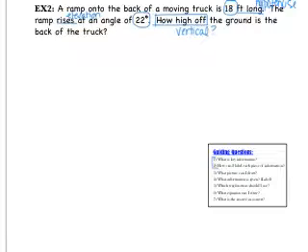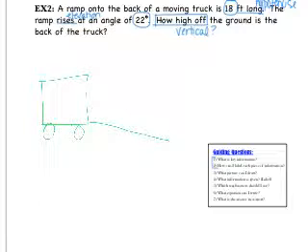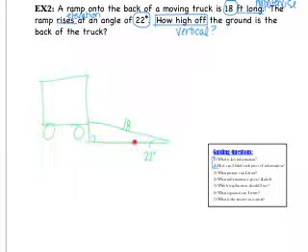Alright, so what picture can we draw? I've got a moving truck, and it has a ramp that is 18 feet long, and the ramp rises. So if it's rising, here's the ground, so there's my right angle. It rises at an angle of 22 degrees. So that angle right in there, that elevation, is 22 degrees because it's talking about from the horizontal, it goes up. And then the question is how high off the ground. So that's the vertical one that I'm looking for. I'm looking for this distance right here, how high off the ground.